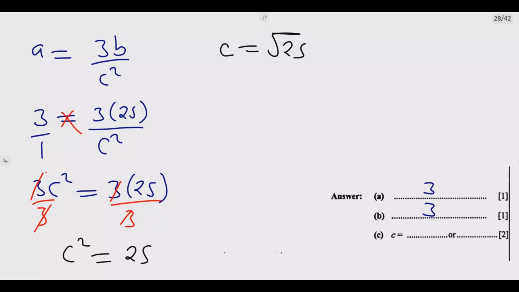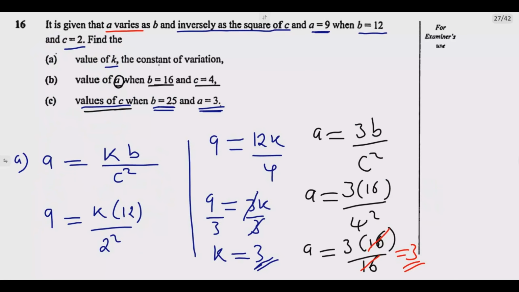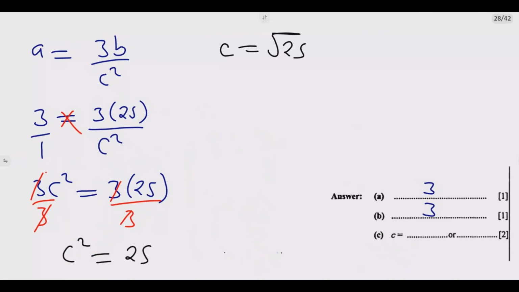Now remember the question is asking us to find the values, so there are two values. We are saying which two numbers can we multiply to give us 25. So the square root of 25 is positive or negative 5, because 5 times 5 is 25, and negative 5 times negative 5 is 25. Hence the values of C are negative 5 and positive 5. Once you do this, you are good to go. You get the 4 marks.